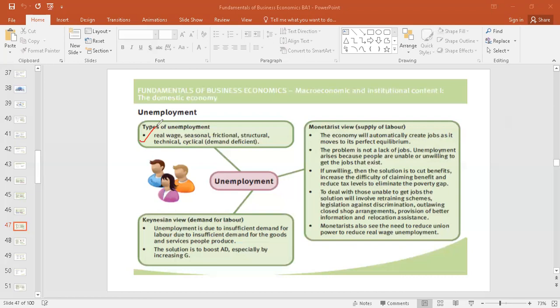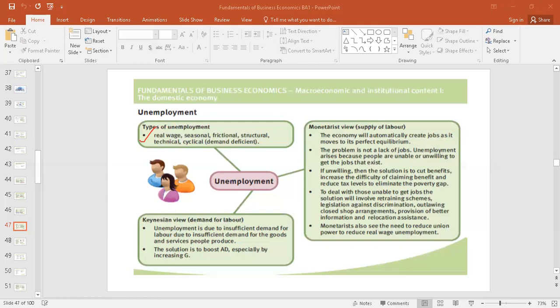Frictional, when they frequently change jobs, when they shift from one job to another job. So any kind of unemployment that arises during the periods when they are shifting their jobs can be referred to as frictional unemployment.